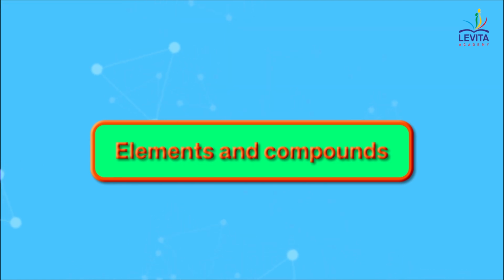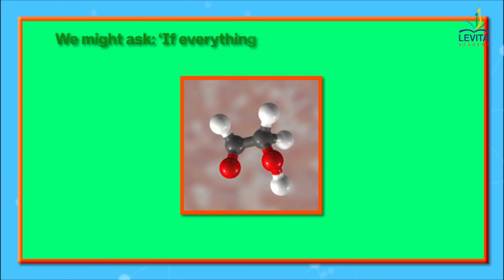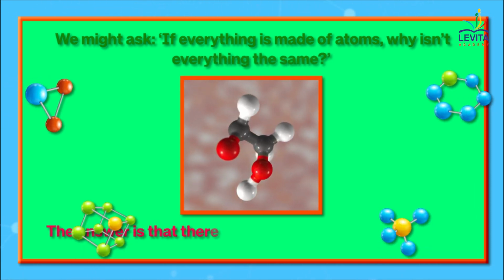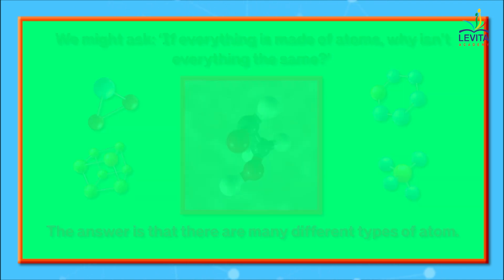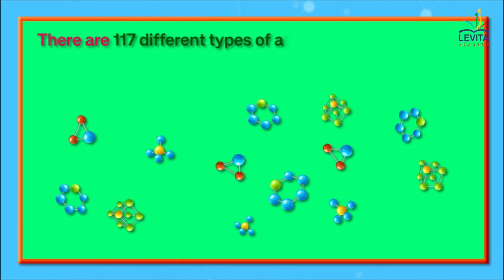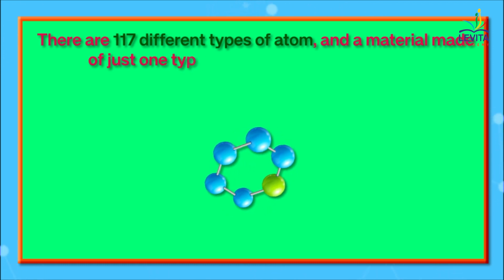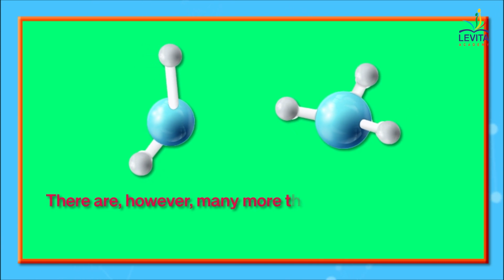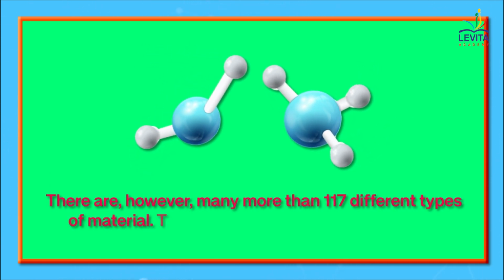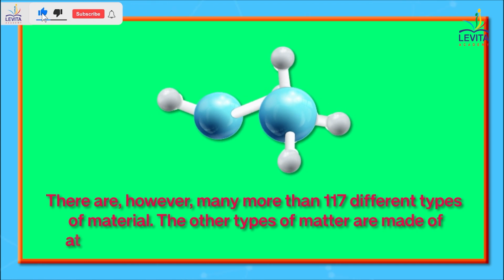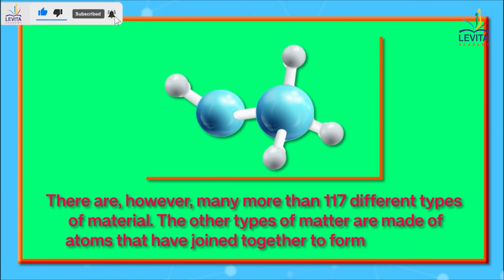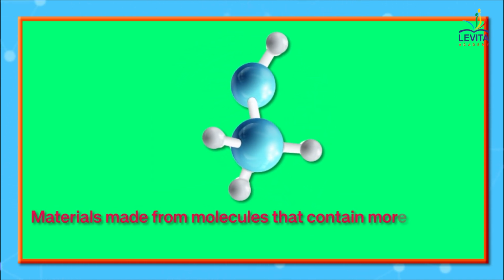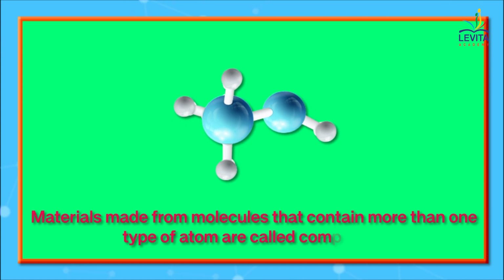Elements and compounds. We might ask, if everything is made of atoms, why isn't everything the same? The answer is that there are many different types of atom. There are 117 different types of atom, and a material made of just one type of atom is called an element. There are, however, many more than 117 different types of material. The other types of matter are made of atoms that have joined together to form molecules. Materials made from molecules that contain more than one type of atom are called compounds.